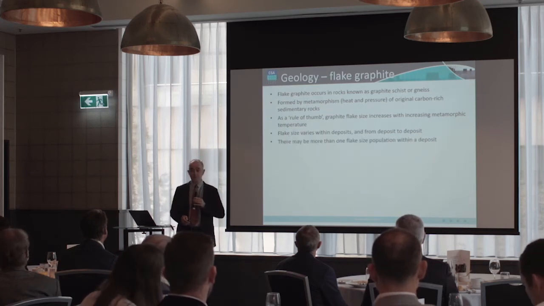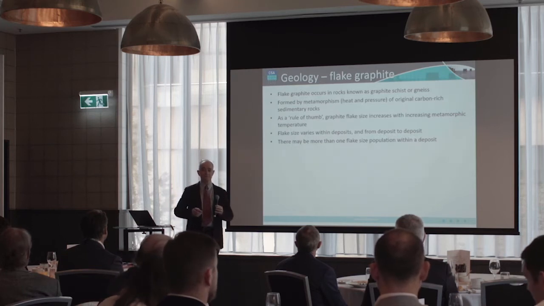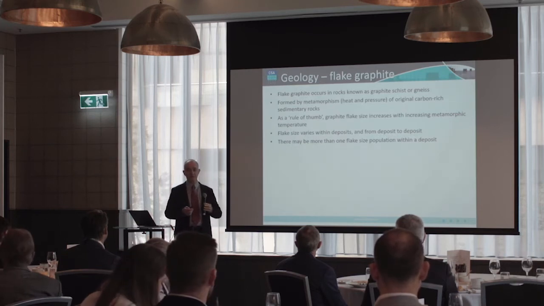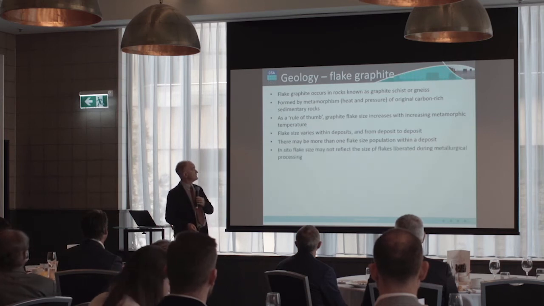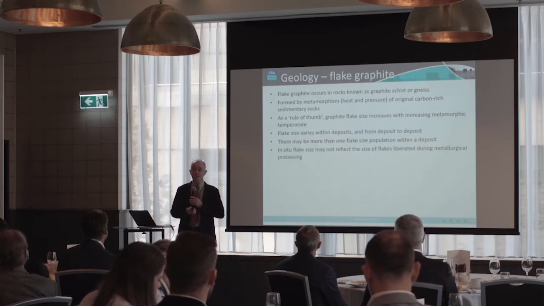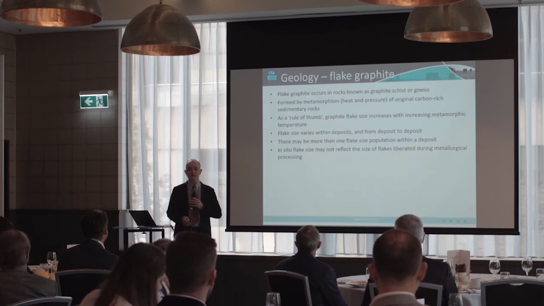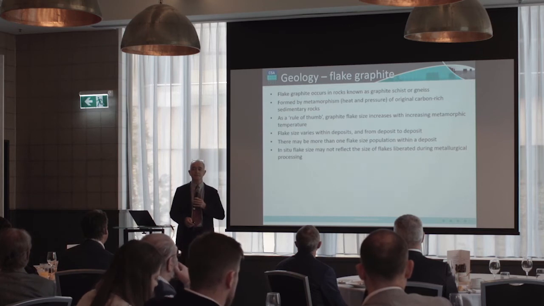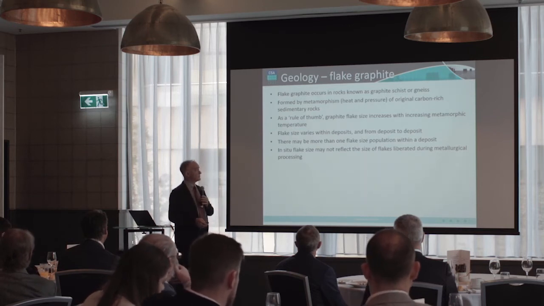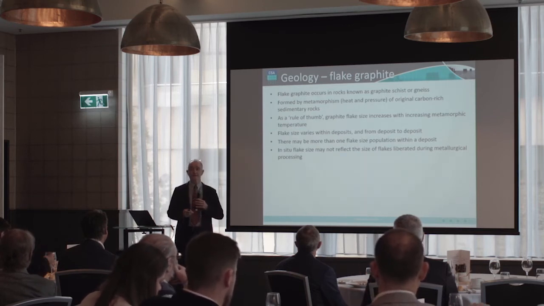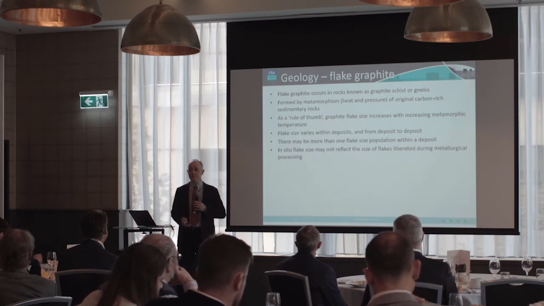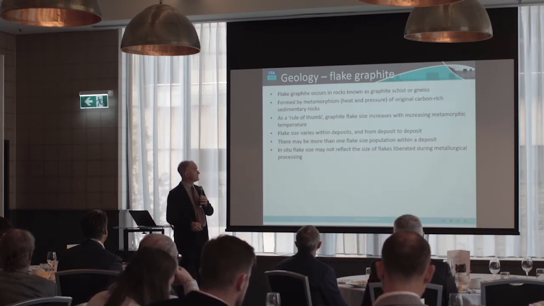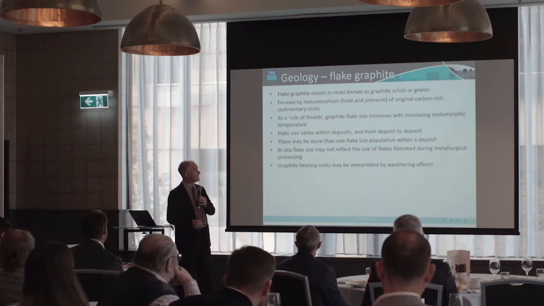There may be more than one flake population within a deposit. You could find one layer of rock that's got a whole lot of small flakes and maybe some bigger ones, and that impacts on the processing and what you get out of it. Important thing to note is the in situ flake size. You may have seen this reported, especially in the early days of the people chasing graphite, that they reported on in situ. That may or may not reflect what you can get out of the rock, so you've got to be very careful of that in situ flake size.